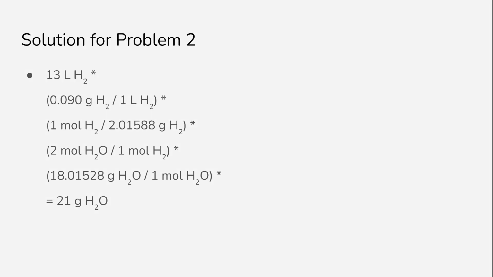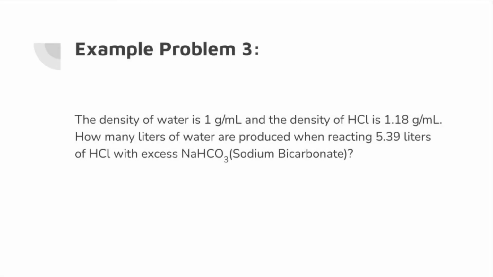21. The density of water is 1 gram per milliliter, and the density of HCl is 1.18 grams per milliliter. How many liters of water are produced when reacting 5.39 liters of HCl with excess sodium bicarbonate? There is no given balanced equation.